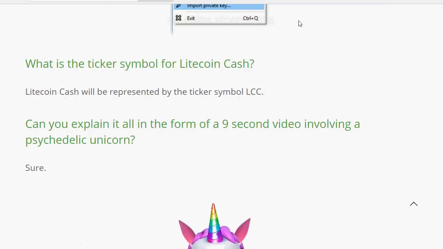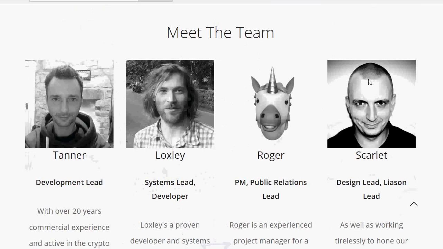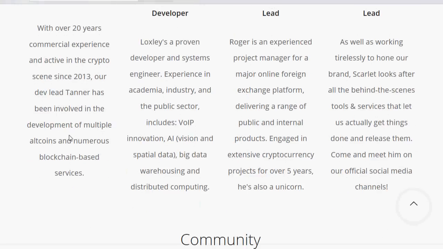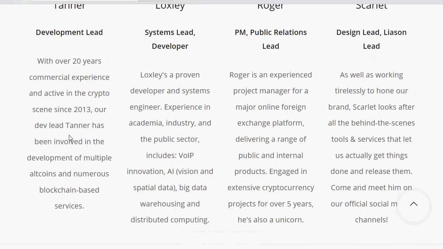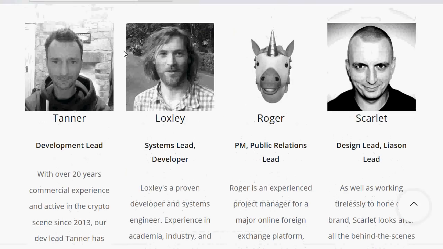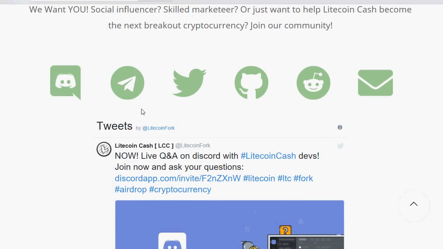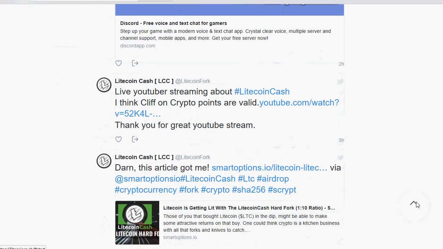Now, when you go to the team page on here, you've got 4 names: Scarlett, Roger, Loxley, and Tanner. No other information about the people at all, so it's pretty much an anonymous group of people. In fact, Roger's got an interesting photo. He doesn't even look human, obviously. It's a unicorn photo. But I find this very fishy, to say the least. Of course, I'll be looking more into it.